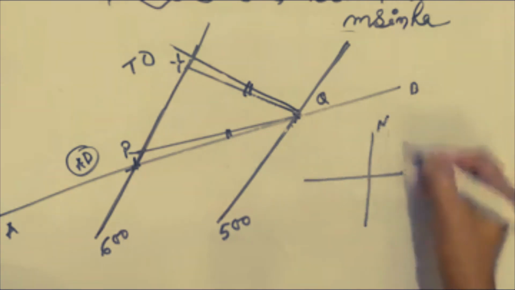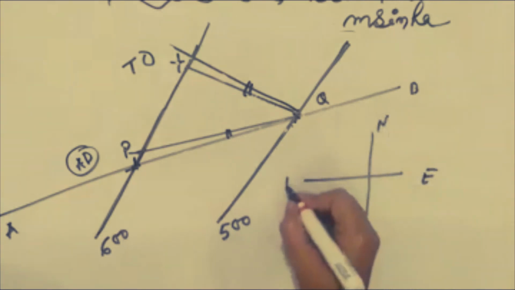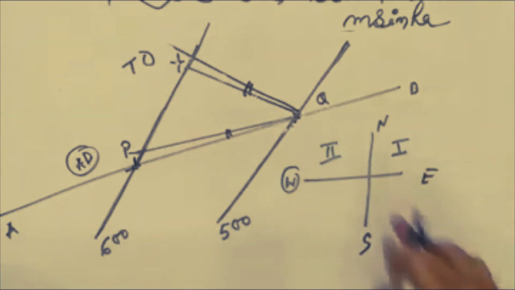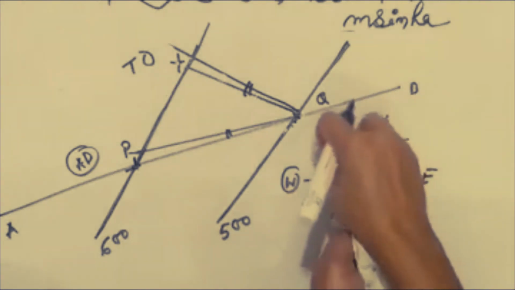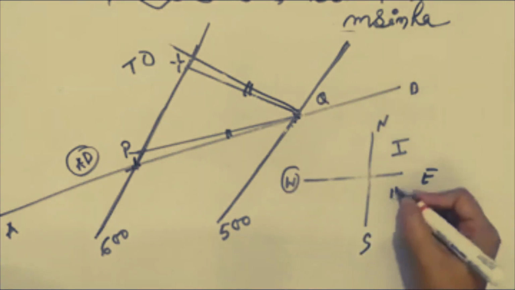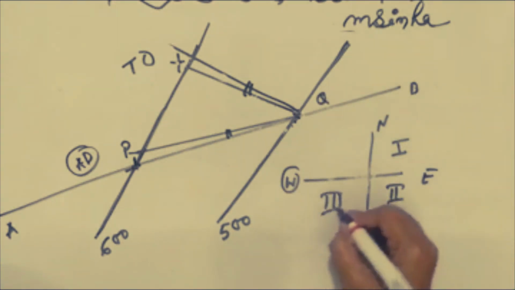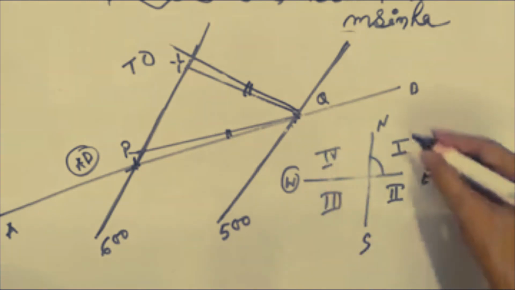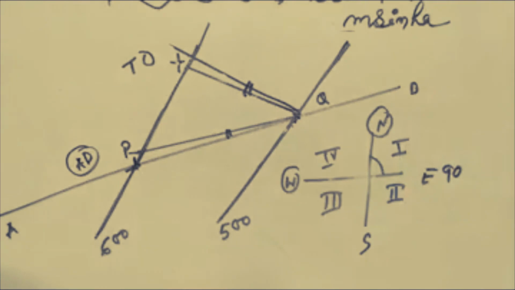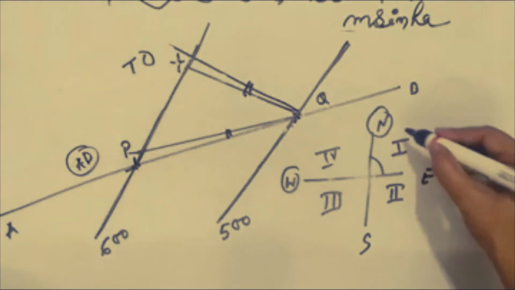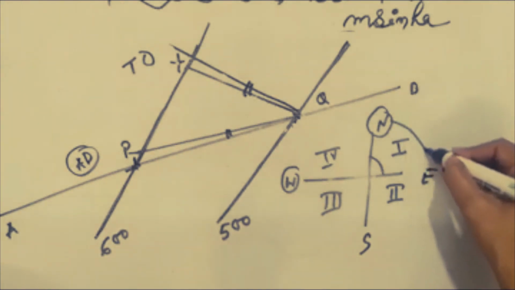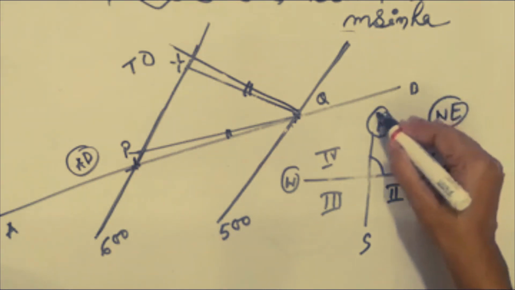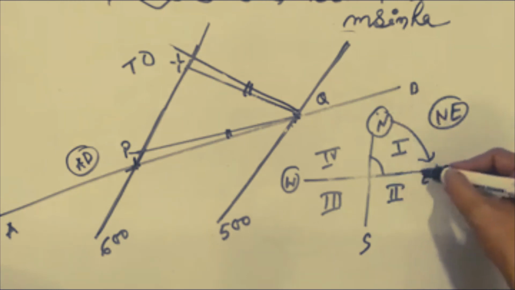Suppose this is north, south, east and west. Quadrant 1, quadrant 2, quadrant 3 and quadrant 4. In reduced bearing, it's 0 degree to 90 degree, and it moves clockwise and anti-clockwise both. In clockwise, the first zone is north to northeast. It starts from 0, that is north, and moves up to east, that is 90 degree.